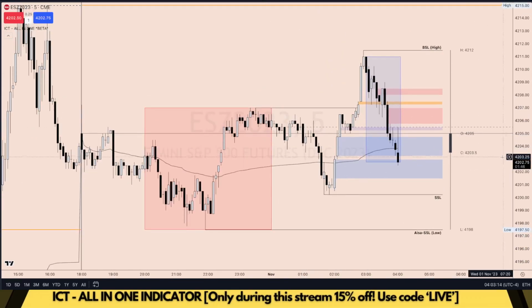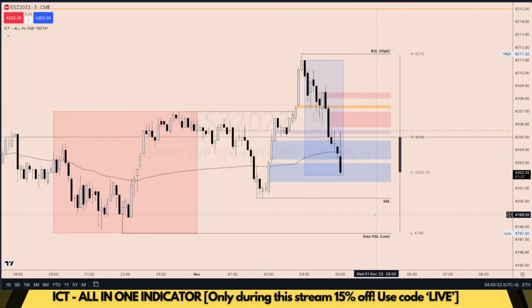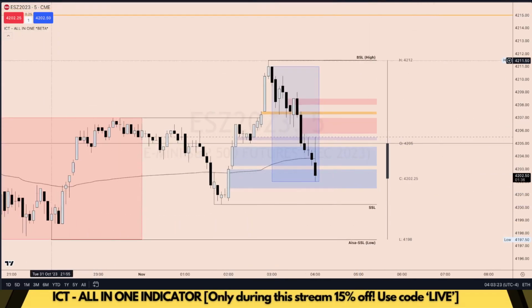Any 2022 model. We took Asia buy side. We shift structure, but we haven't tapped the fair value gap for the short. So for a valid 2022 model, I would like to see, so right here would be our market structure shift.